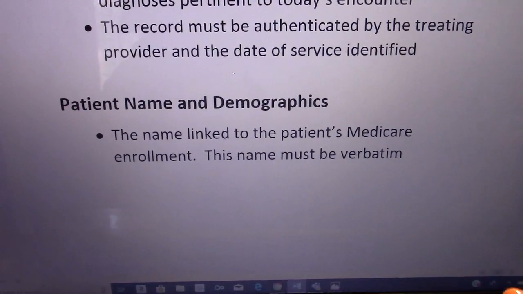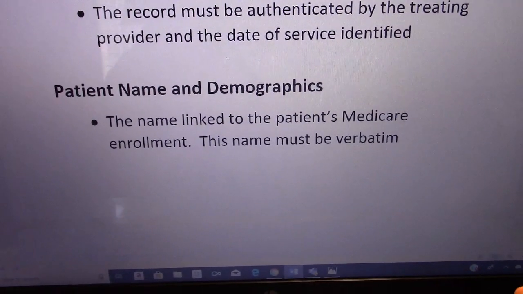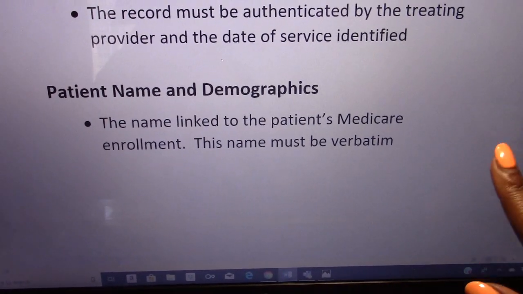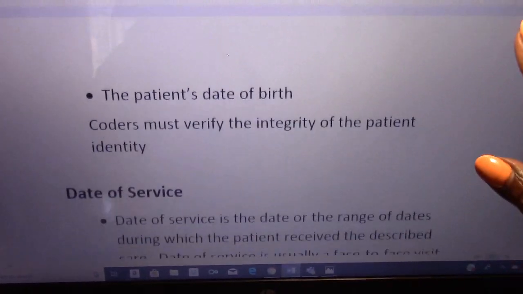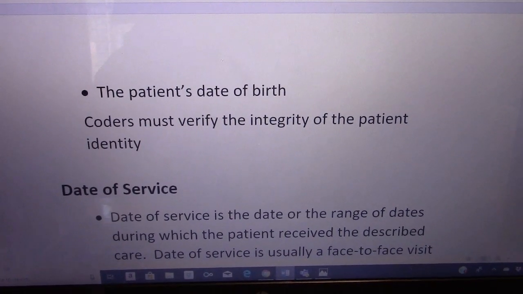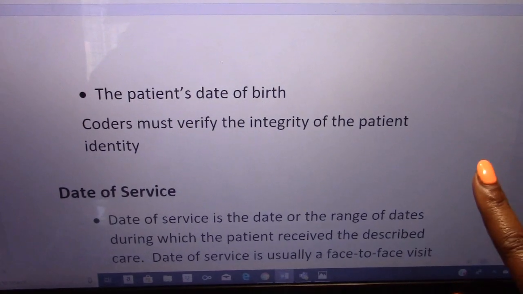The patient's name and demographics, the name linked to the patient's Medicare enrollment. This name must be verbatim. The patient's date of birth. Coders must verify the integrity of the patient's identity.